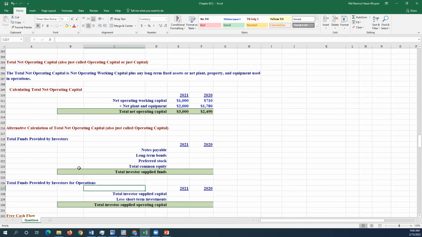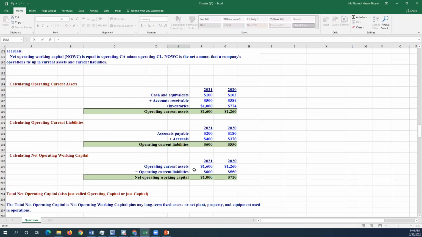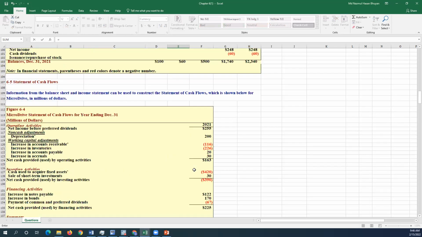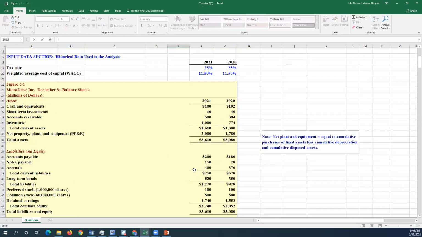Okay, so first let us calculate total funds provided by the investors, and those funds come from three sources. First, from the bondholders, second from the preferred stockholders, third from the common equity holders. First, let us find the investment provided by debt holders. In this case, debt holders provide notes payable for short-term financing and long-term bonds for the long-term financing.